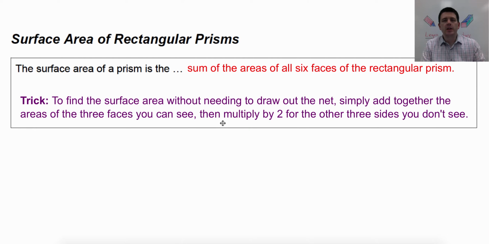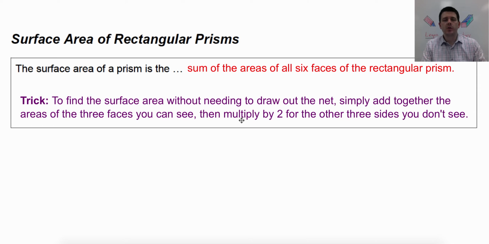So, a couple things to fill in up top. The surface area of a prism is the sum, meaning we're adding, the areas of all 6 faces of the rectangular prism. So just like with our net, we're going to find the area of all 6 parts and add them all together. But here's our trick for today, and I'll explain more as we use this.